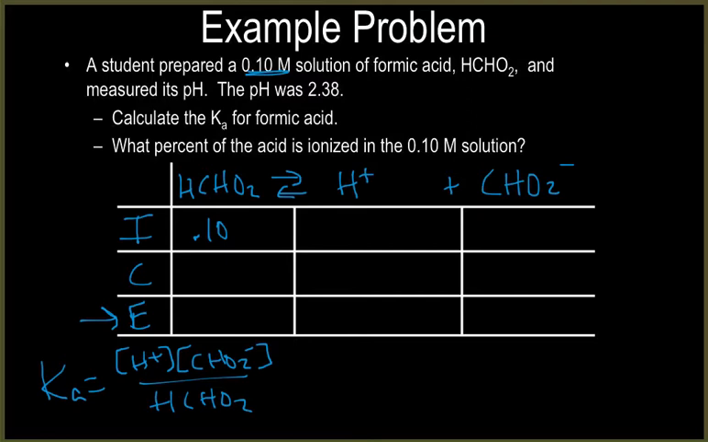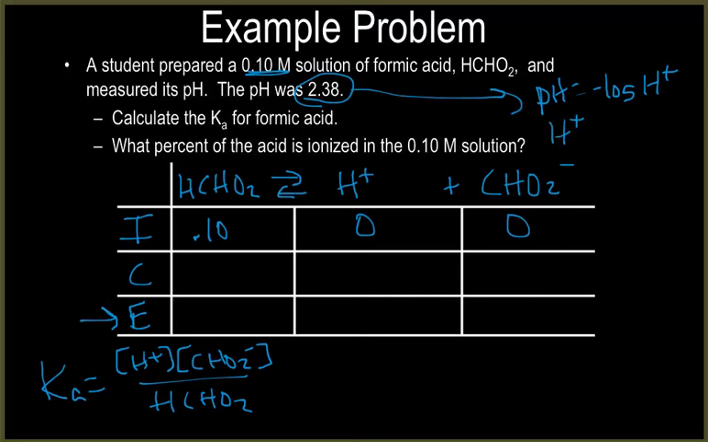So I know the initial concentration is 0.10 molar, and the initial for these is going to be 0. The other thing it gives me is the pH. So I know that pH equals negative log of H+, so I can use that to solve for H+. If I solve for H+, that ends up being 4.2 times 10 to the negative third. So that value goes down here, 4.2 times 10 to the negative third.